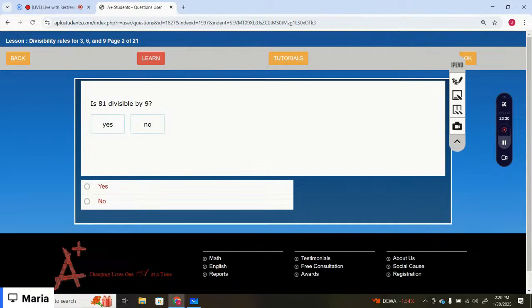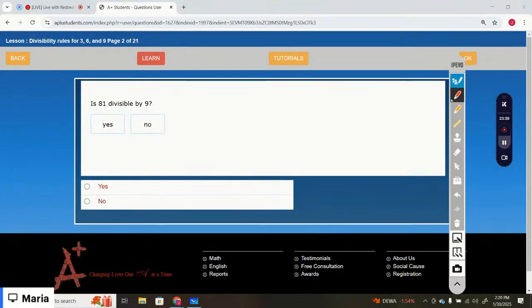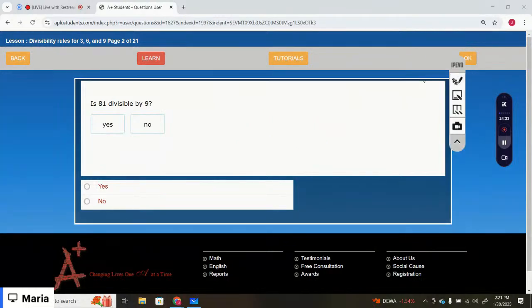Is 81 divisible by 9? The divisibility rule for 9 is to add the digits. 8 plus 1 is 9. 9 is divisible by 9. Yes, it is. 9 divided by 9 is 1. So that means yes, 81 is divisible by 9. If the sum of the digits is divisible by 9, then the number is divisible by 9. The correct option is yes, 81 is divisible by 9.